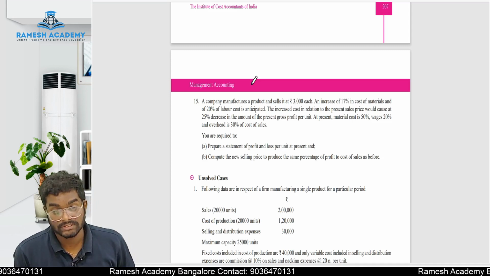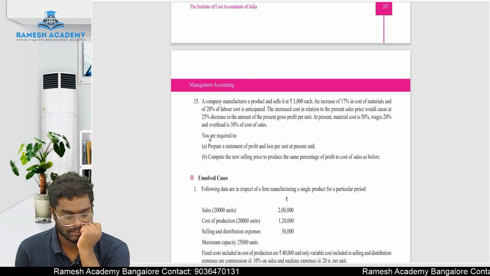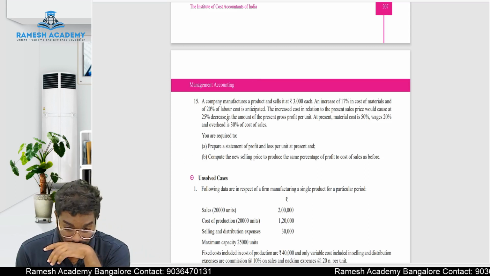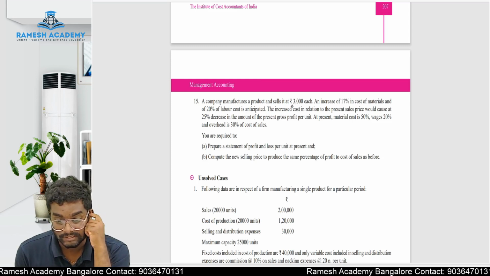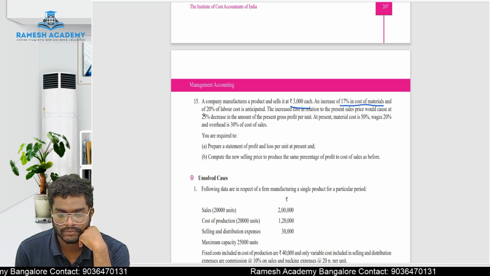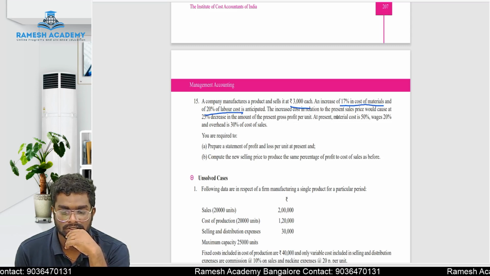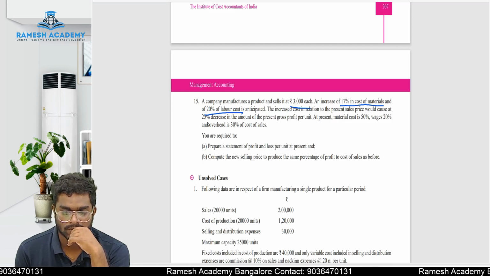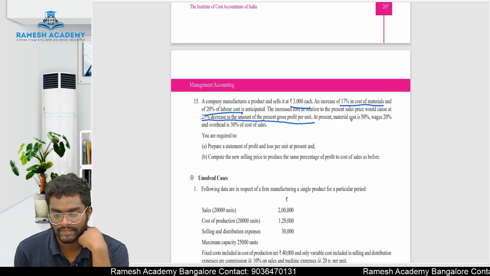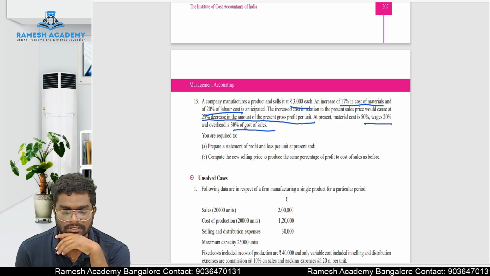So this question is the same in marginal costing also. We have the same question. A company manufactures a product and sells it at 3000. An increase of 17% in the cost of materials and 20% in the cost of labor is anticipated. The increased cost in relation to the present sale price would cause a 25% decrease in the amount of present profit. At present, the material cost is 50, wages 20 and overhead 30% of sales.